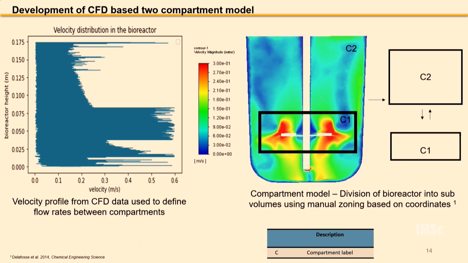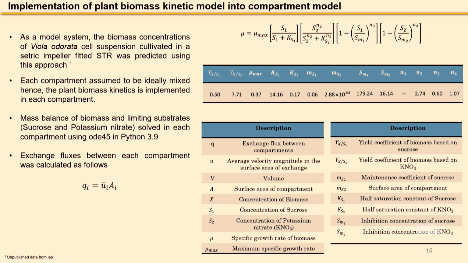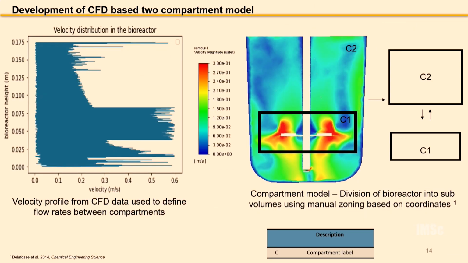Based on the velocity profile which we plotted with respect to the bioreactor height, we divided this reactor into two compartments, compartment 1 and compartment 2. We divided the compartments based on the velocity data. This is an initial approach where we have used only two compartments. We assumed that each compartment has uniform mixing. Based on that, we took a kinetic model which was established in our lab for Viola odorata cell cultures, and we calculated the flow rates of exchange between these two compartments, assuming uniform mixing within each compartment.